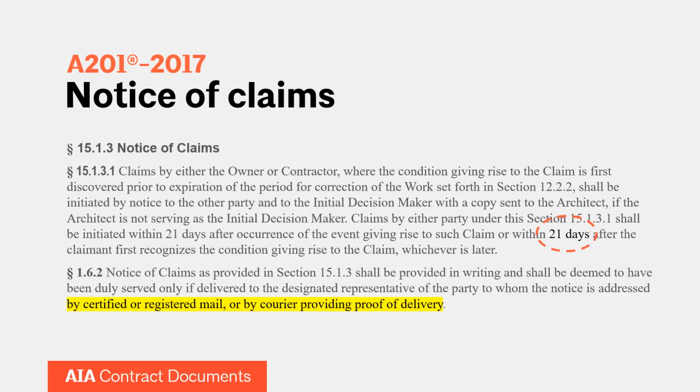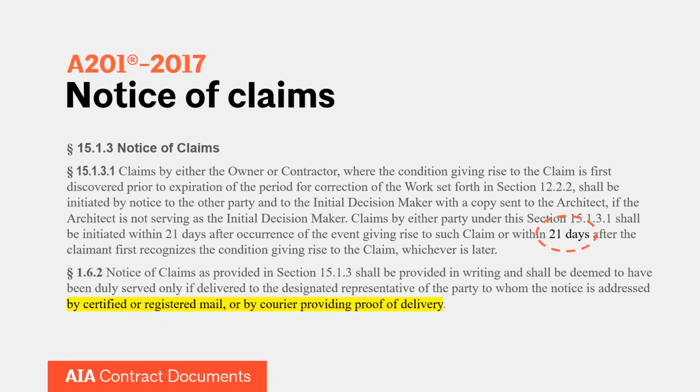If, like we just referenced 15.1.3, a contractor wants to submit a claim, these types of issues are going to come up also. So they want to make sure, for example, that claims are submitted timely. The default in 15.1.3.1 on your screen is 21 days, and that's 21 days after the occurrence of the event giving rise to the claim, or 21 days after the claimant first recognizes the condition giving rise to the claim, whichever is later. So you definitely want to make sure that as soon as something happens that may trigger a claim, you go ahead and get that notice in promptly so you don't waive your right to do so.